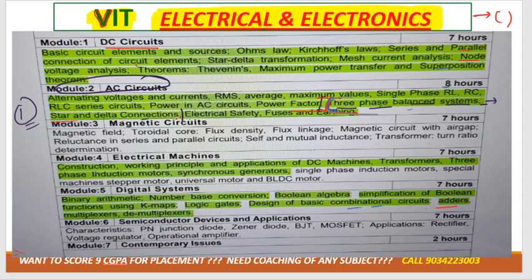Last class we have done module 3, magnetic circuit. As I told you, two types of question will come from this: reluctance in series and parallel circuits. This one we have done, like inductance, mutual inductance. This one we have done, and the rest of the part we'll do today, right?